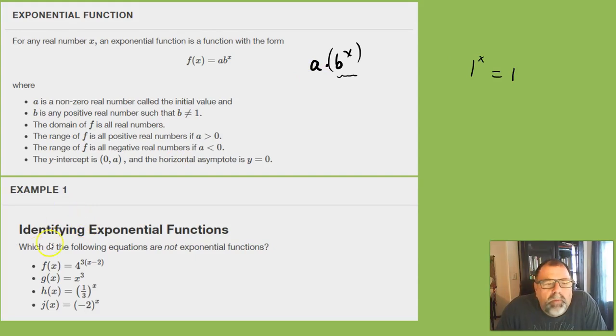Okay, let's look at example 1. Which of the following equations are not exponential functions? What I look for is a variable in an exponent. Here you have the base of 4, and we're raising it to the exponent 3 times x minus 2. So this is the x right here, the variable. You can have just x or an expression involving some variable. Usually it's x, but it can be any variable. So that one's an exponential.